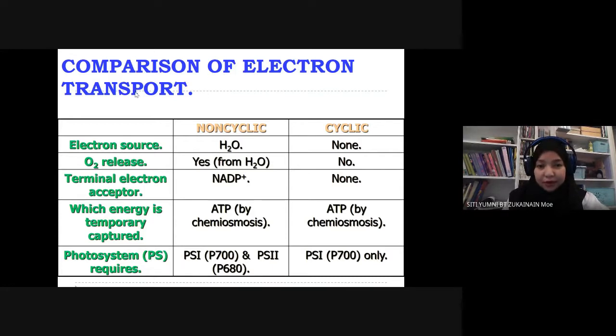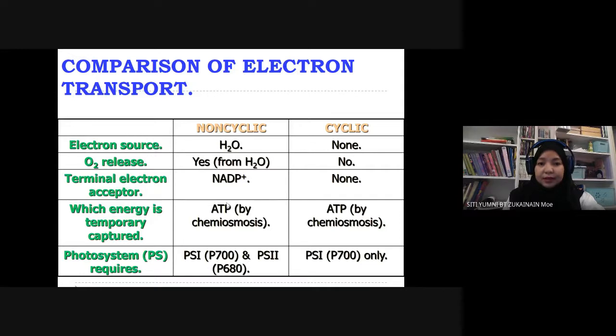Comparison of electron transport. If you can observe, in non-cyclic the electron source is water, but in cyclic there is no electron source. And in non-cyclic, oxygen is released, yes, because of splitting of the water molecule, while in cyclic there is no oxygen release. And in non-cyclic the terminal electron acceptor is NADP plus, while in cyclic there is no terminal electron acceptor. The terminal electron acceptor is the last electron acceptor.